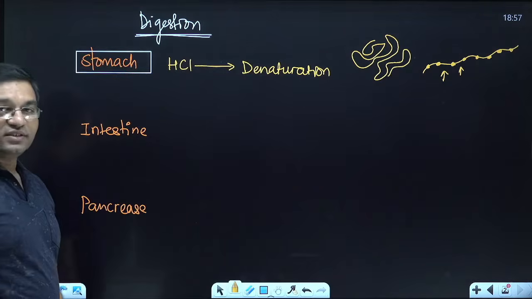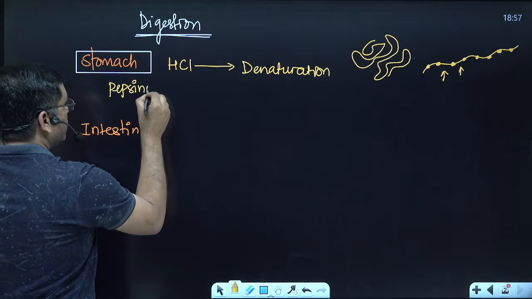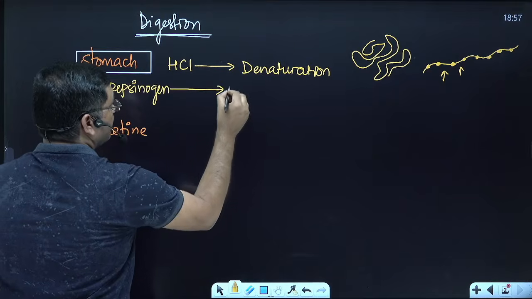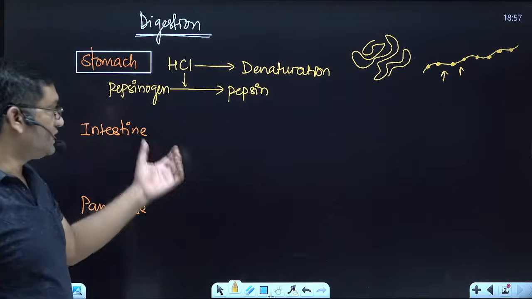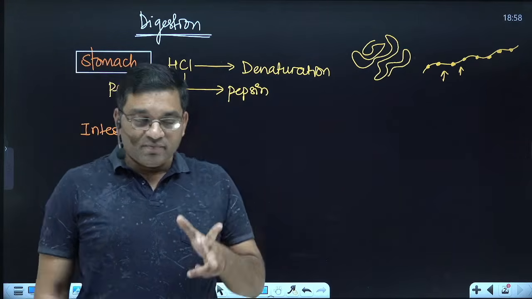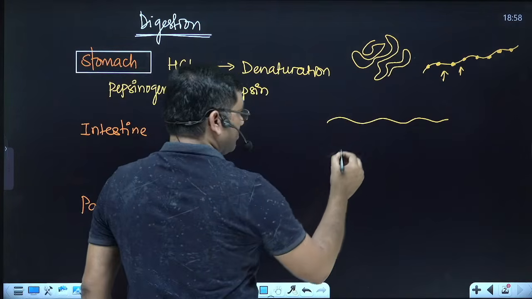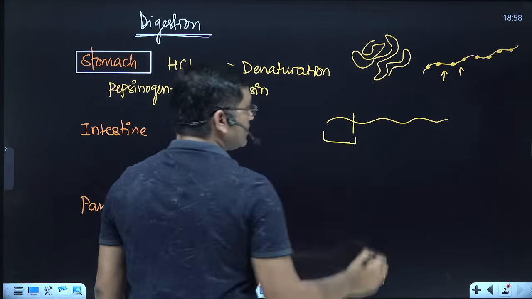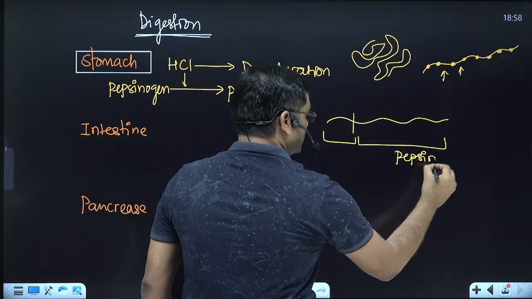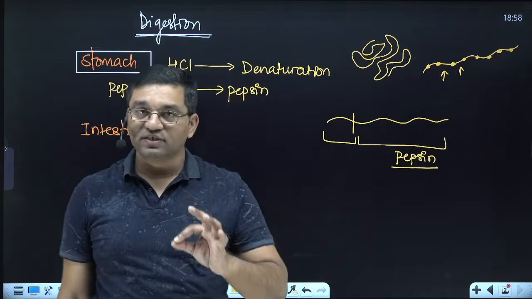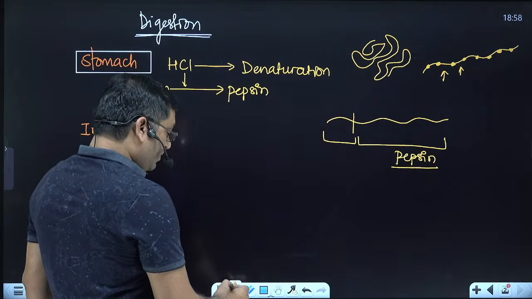The second important role of HCl is that there is secretion of pepsinogen, which is converted into pepsin by the action of hydrochloric acid. Pepsinogen is activated into pepsin by proteolysis, by cutting off a small peptide. Suppose this is pepsinogen; by removing the small peptide, it becomes active. That is known as pepsin, and it is active in the acidic pH of the stomach. Pepsin is the endopeptidase.